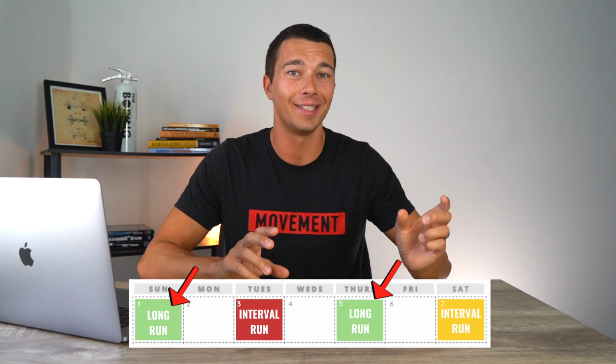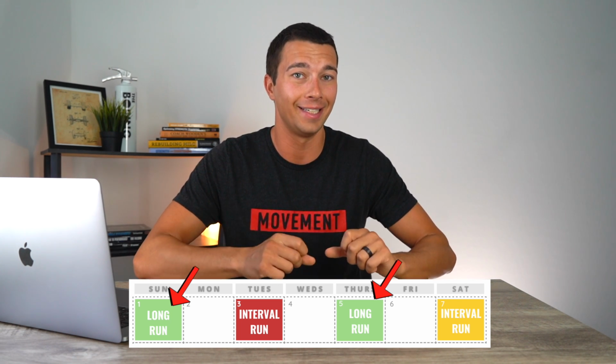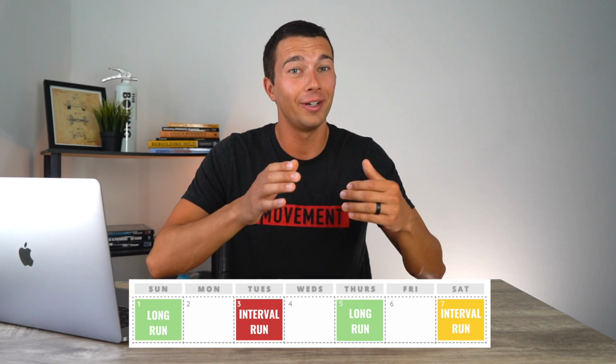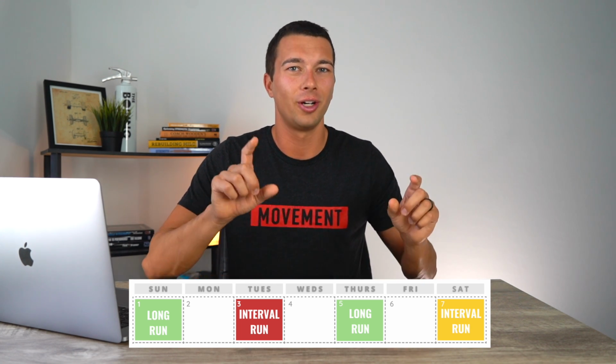We have a long run on Sunday. That's typically going to be our longest run at a true aerobic intensity. We don't want to go out for that run and make it as hard as possible. We want to keep our heart rate down enough into a zone where it's actually recoverable and manageable. We're also going to do a long run on Thursday.